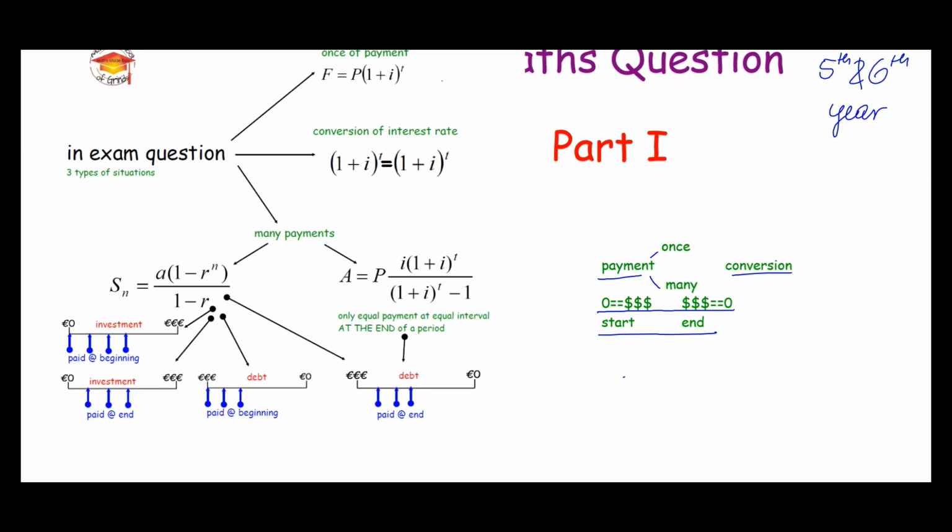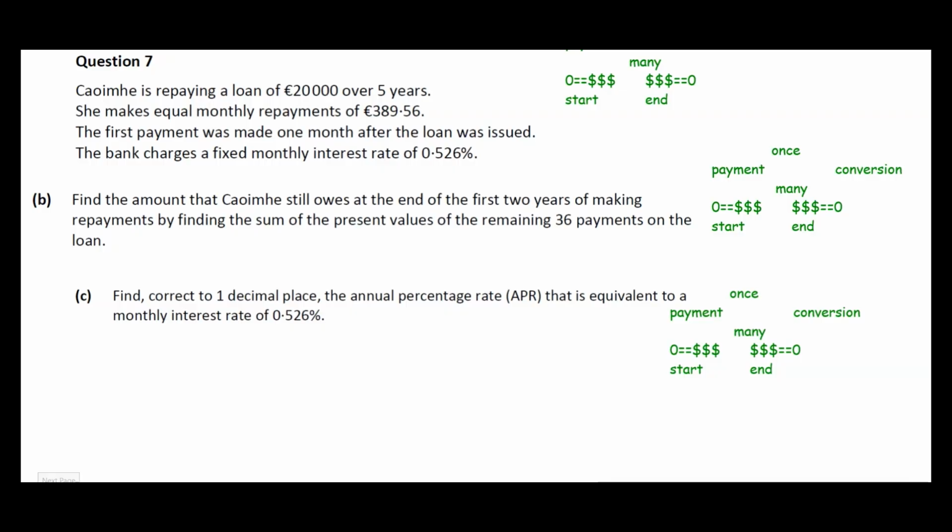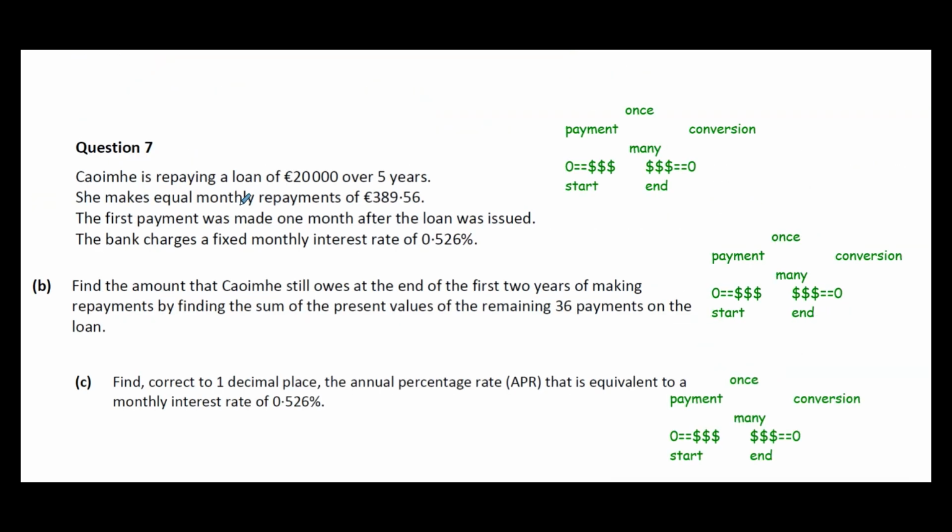So let's have a look at specific example. So in this example, we have Quiva. She is repaying a loan of 20,000 over 5 years. She makes equal monthly payments. So straight away, I know this is about payment, and it is about many payments. It's not about once-off payment. It's not about conversion.